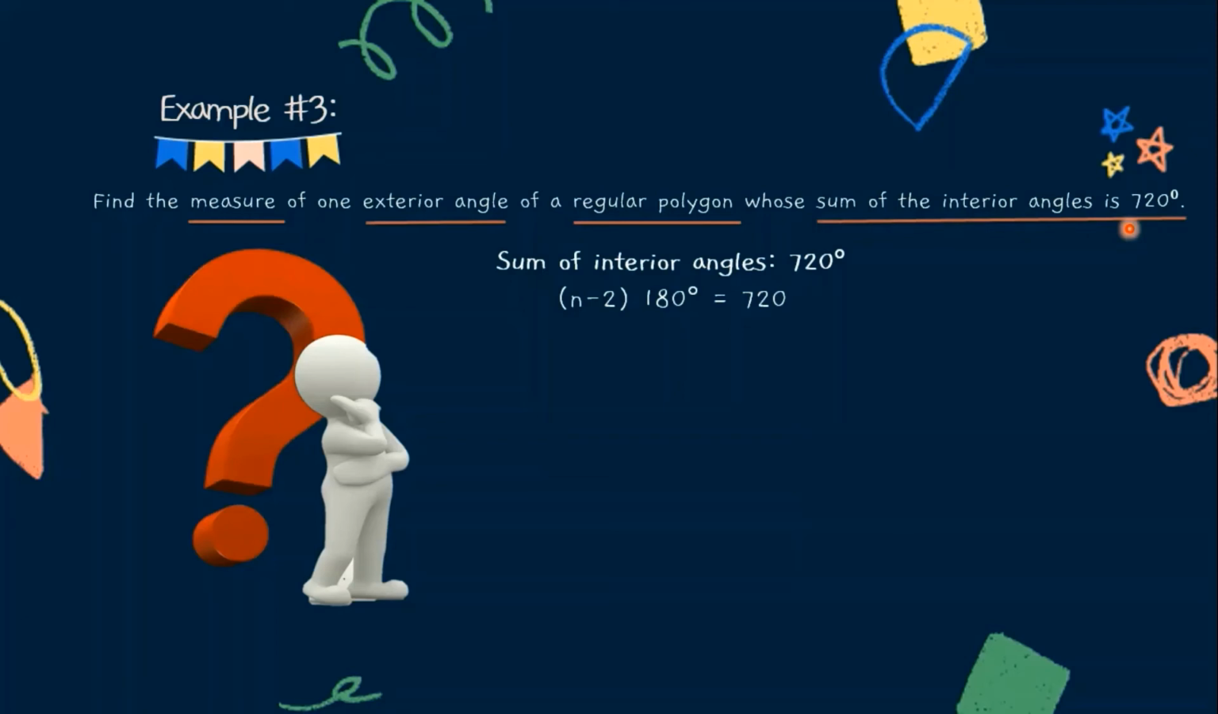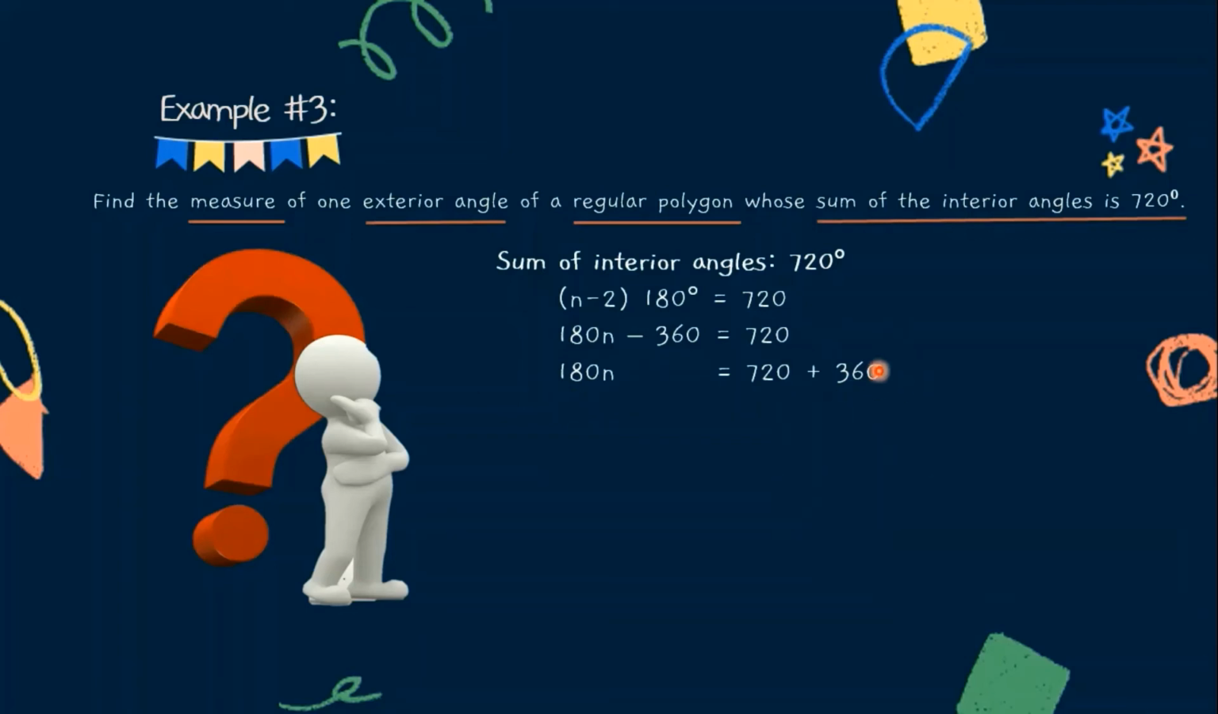So, proceed tayo. Perform natin yung operation. 180 ay dinistribute natin sa n at sa negative 2 or minus 2. Kaya naging 180n, 180 multiplied to n, and then 180 multiplied to 2 ay 360. Kopyahin natin yung minus sign. Equal to 720. So, let's transpose itong minus 360. Transpose natin siya to the right side kasama yung isa pang constant na 720 degrees. And then, iwan lang natin yung 180n dahil may kasama siyang variable.